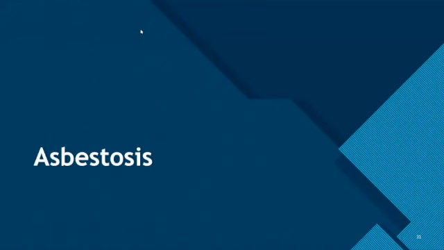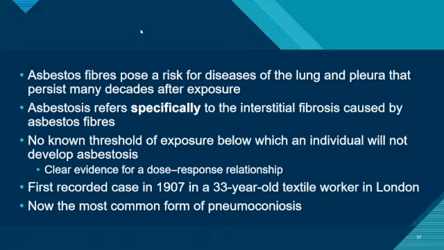So moving on to the next clinical entity of asbestosis. So I think probably the one occupational lung disease that we're most familiar with. So the asbestos fibers pose a risk for diseases of the lung and pleura that can persist many decades after exposure. Asbestosis specifically is the interstitial fibrosis caused by the asbestos fibers, and I'll later on deal with the other diseases caused by asbestos exposure.